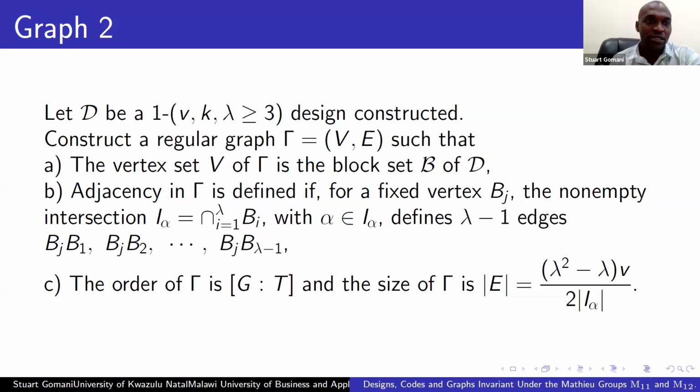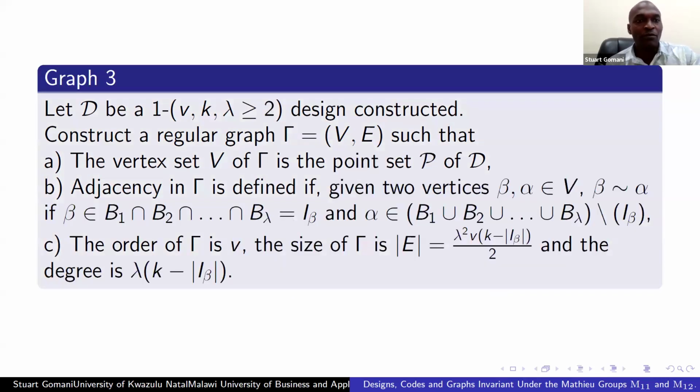There was a third graph that we managed to construct. This third graph, again, was defined on a one design, but this time with the lambda values at least 2. And we managed to construct a regular graph from there in such a way that the vertex set of the graph is equal to the point set of the design. And adjacency is defined if, given any two vertices from the vertex set, which we denote by beta and alpha, beta is going to be adjacent to alpha if beta is in the intersection of lambda blocks, and alpha is in the union of the lambda blocks excluding the intersection. That's how we defined our adjacency there.